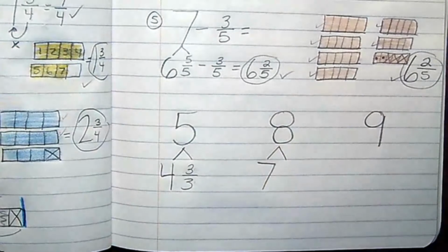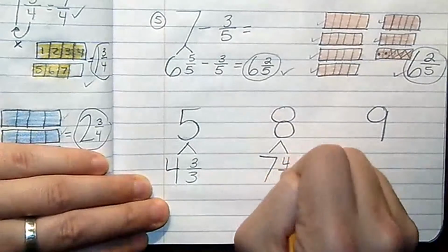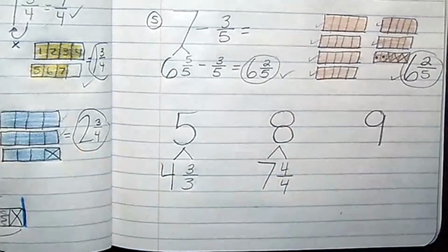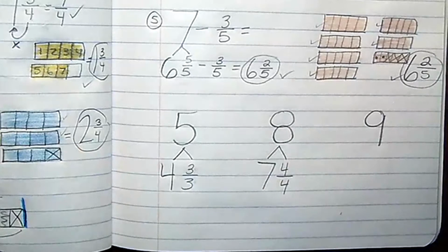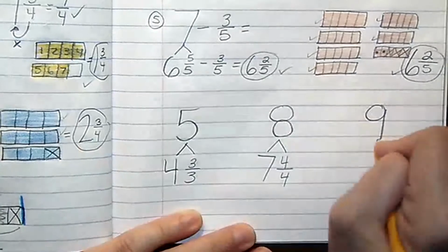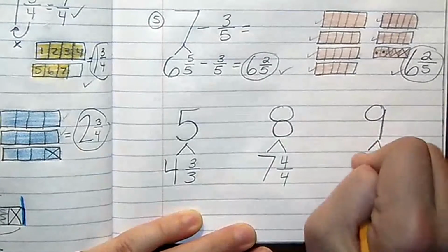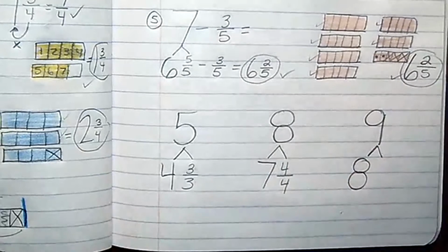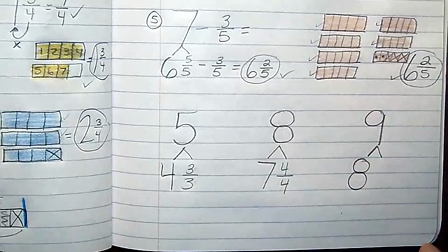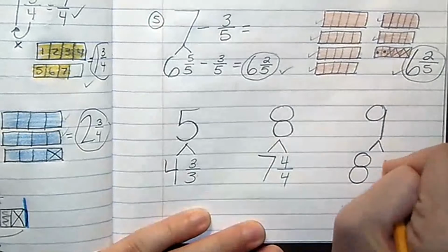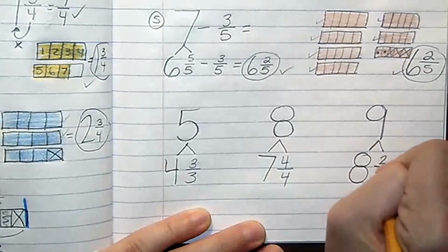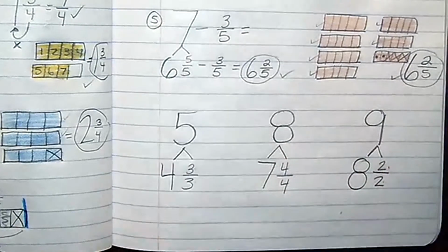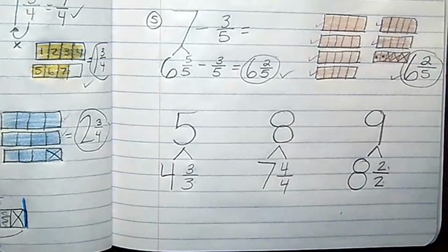Good. 7 and 2/2 would work. 7 and 4/4. Sure, let's write 4/4 that time. It could be 5/5 or 6/6 or any number that you like. Let's do 9. I want you to say 9, but I want you to start with an 8. 9 wholes is the same as having 8 chocolate bars and 3/3, 2/2, anything as long as the numerator and the denominator are exactly the same.